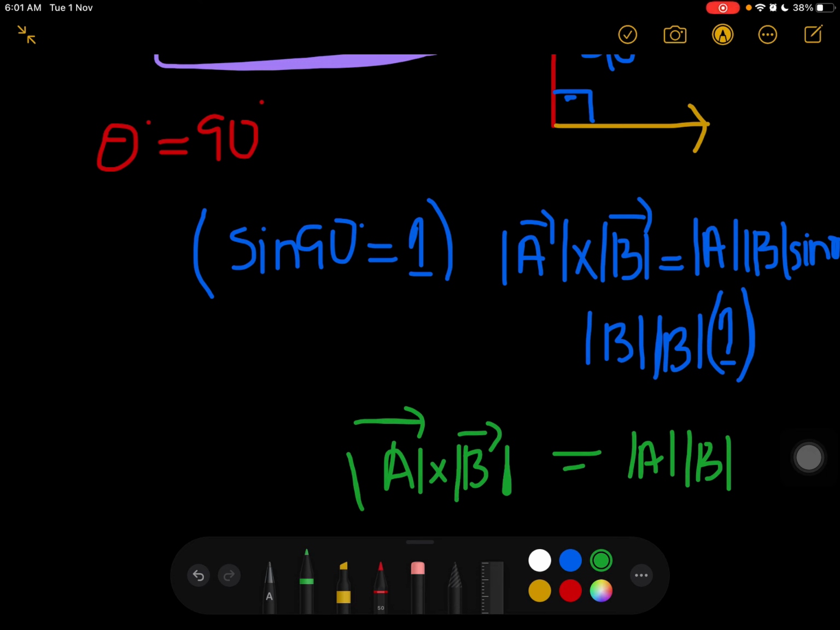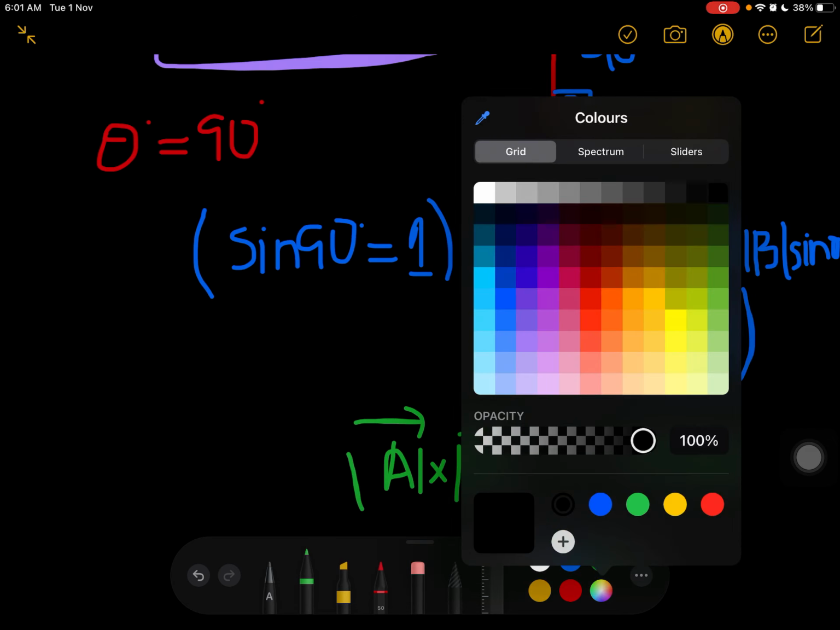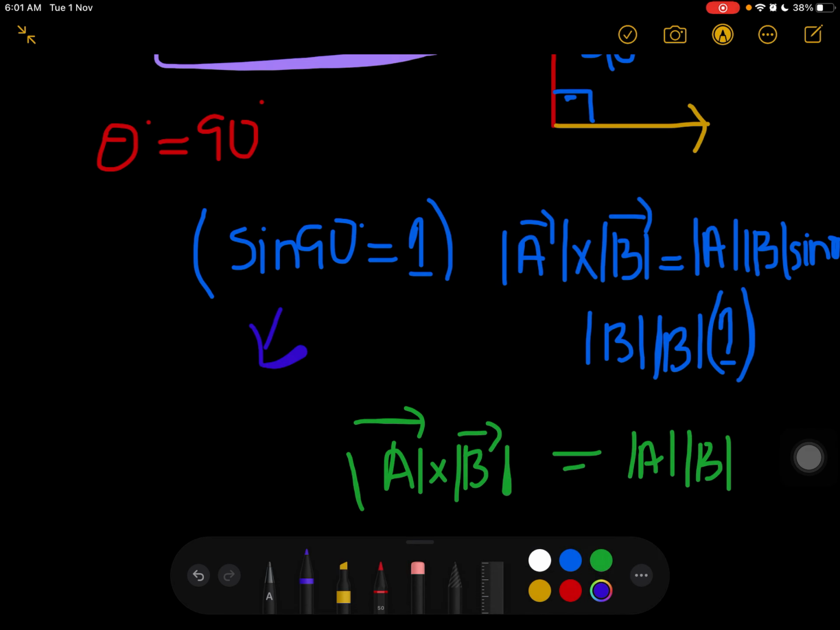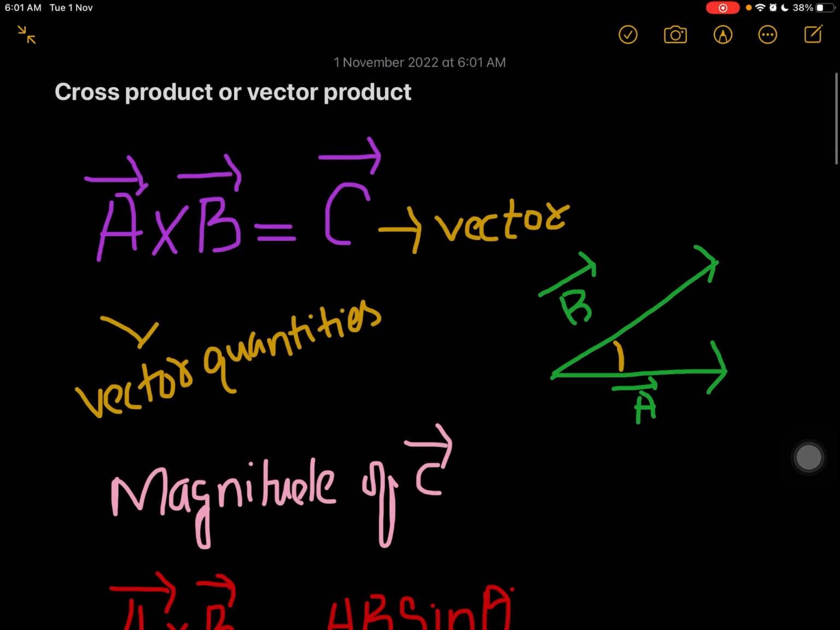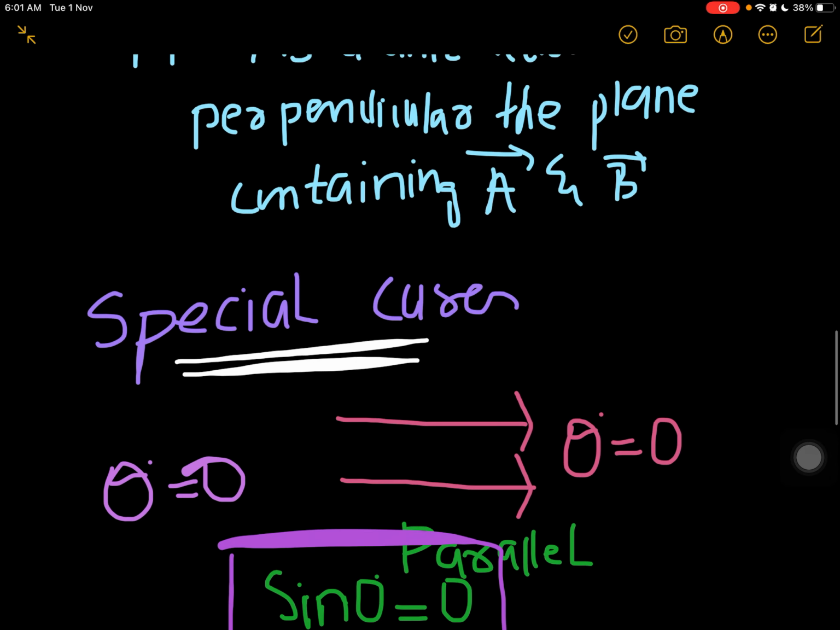right? So basically we have put the mod because we are showing magnitude over here, right? So the maximum value of sine will come at angle 90. So this is basically the maximum value. So I hope the concept is clear to you. In my next video I will talk about the properties of the cross product or vector product.